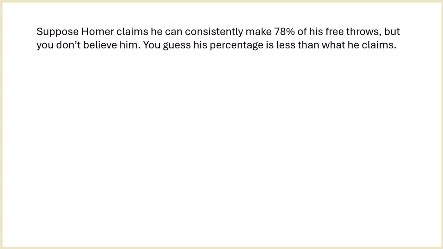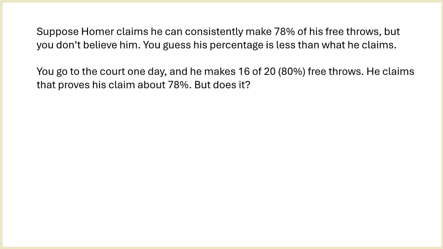All right, so let's just look at a silly example. Homer says that he can make 78% of his free throws on a consistent basis. You don't think it's that high. You think he's not telling the truth. So you go out to the basketball court, he gets warmed up, and he makes 16 out of 20, which is 80%. And he goes, that shows you I can consistently make 78% of my free throws. Does that prove that he can? No.